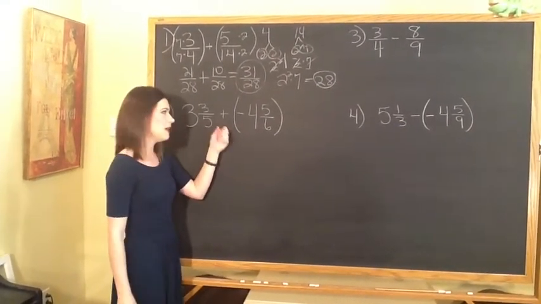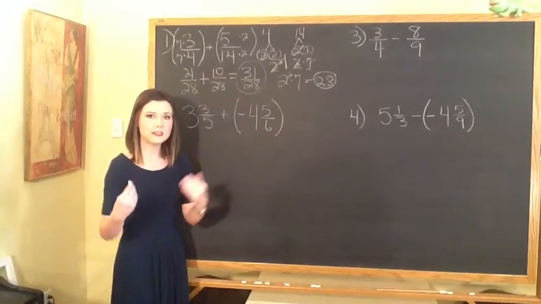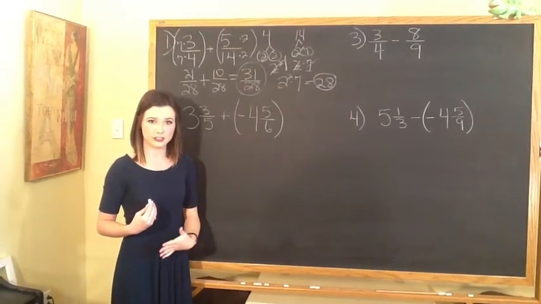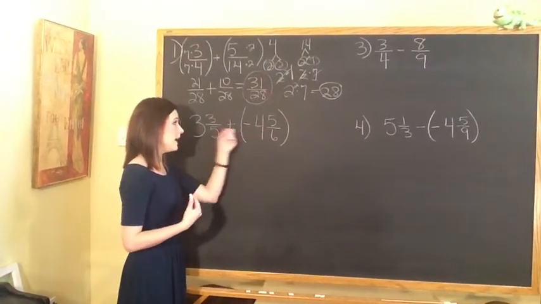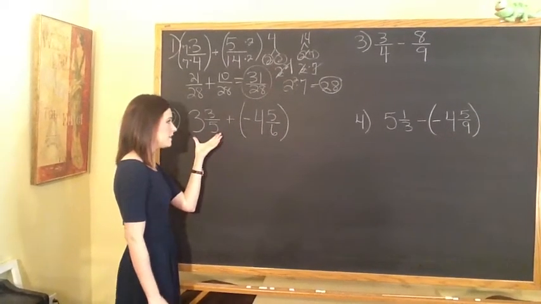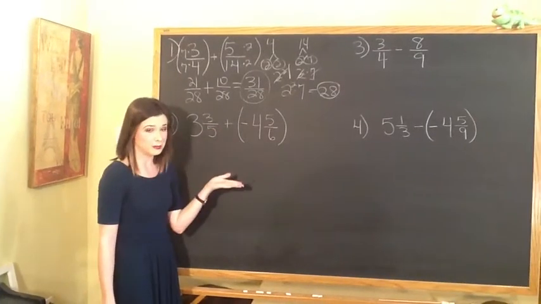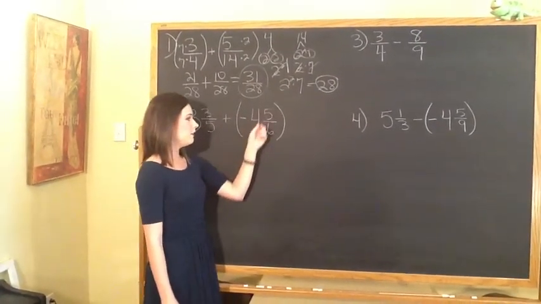Plus, okay, we're adding a negative number. If you recall back to the lessons when we did adding and subtracting integers, adding a negative is the same thing as subtracting, because you're just saying, okay, I had this, and then I'm going to take something away. So basically we're subtracting in this problem. We have 4 and 5/6.